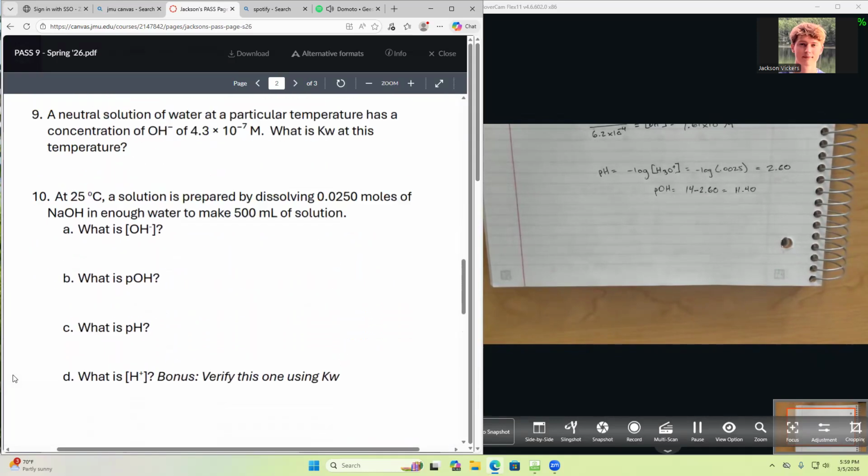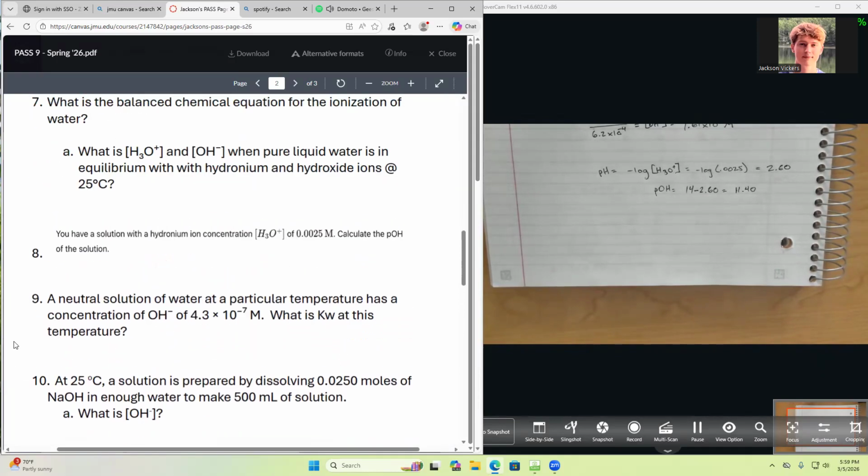All right, we have a couple more. A neutral solution of water at a particular temperature. So key point here, at a particular temperature, meaning we don't necessarily know if Kw is going to be 1 times 10 to the minus 14, has a concentration of hydroxide ions equal to 4.3 times 10 to the minus 7. Calculate what Kw is at this temperature.